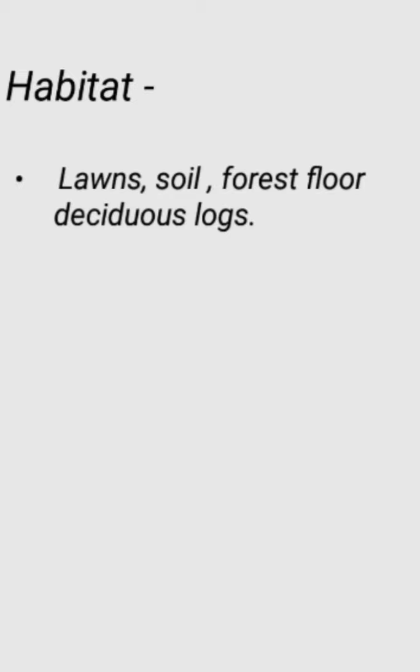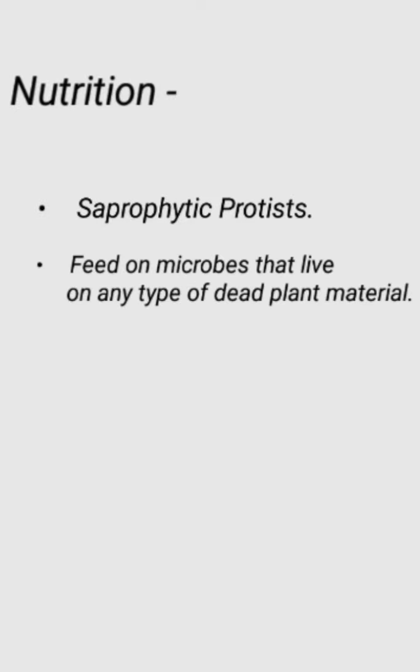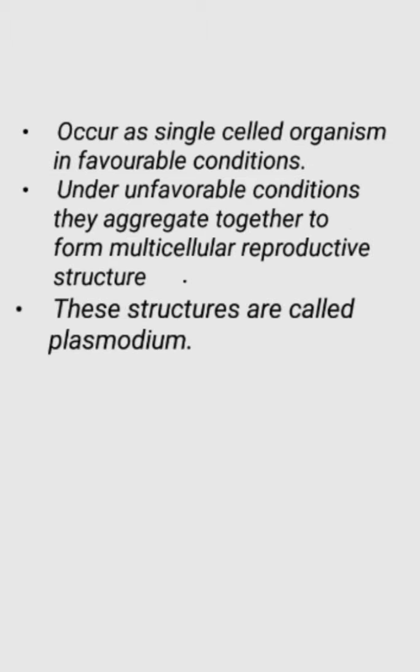then they can grow easily. These organisms have a nutrition which is saprophytic. So these are saprophytic protists, that is, they feed on dead decaying material, especially plant material. And they feed on the microbes that live on this dead decaying plant material, that is, on those bacteria or fungi found on it.